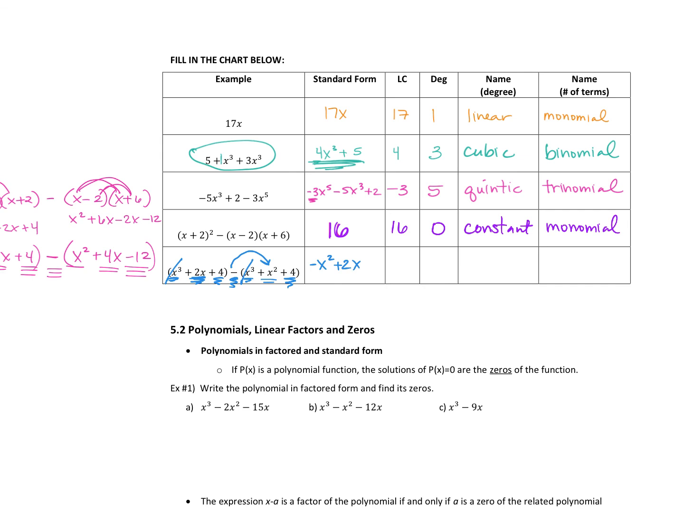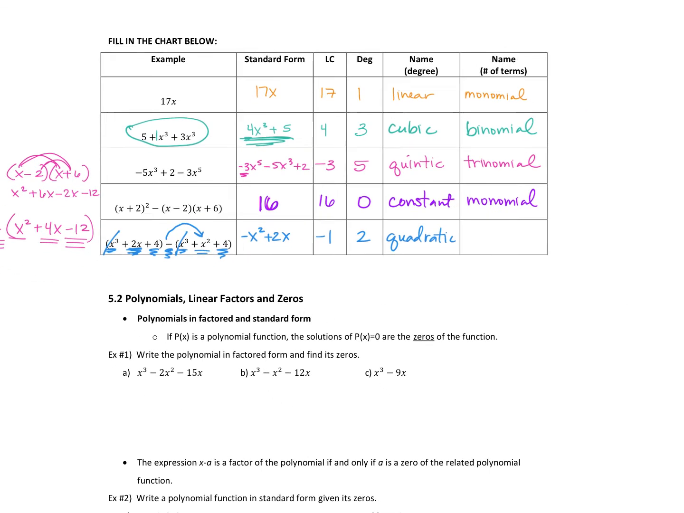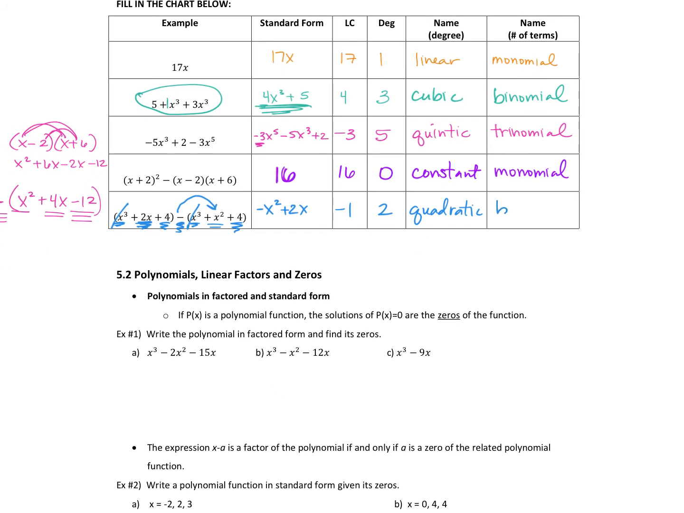Okay, what's your leading coefficient? Negative 1. What's your degree? 2. And that is a quadratic, yes. Because it's got the squared, right, as your highest exponent. And it is also a binomial. Such a pretty chart. Yeah.